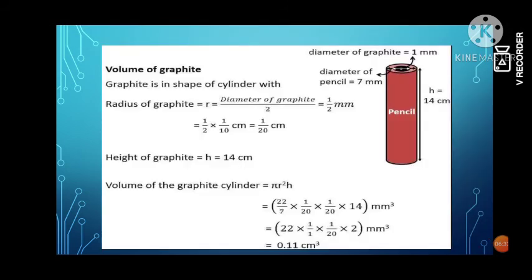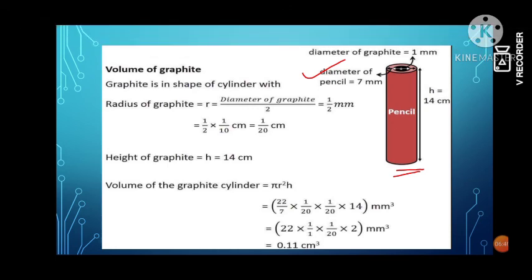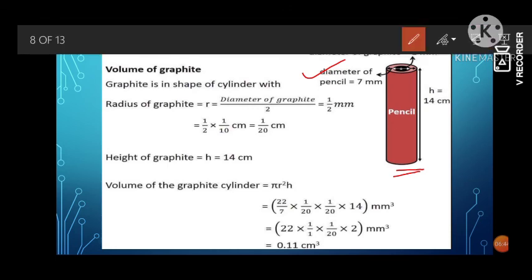So let us see how the sum is done. As you can see, the diameter of the pencil, that is this full thing, is 7 mm and the graphite, the top portion, is 1 mm. Height is 14 centimeter. Now the volume of the graphite can be easier to find since we have the diameter with us. So the radius of the graphite will be diameter by 2, that is 1 by 2 mm.